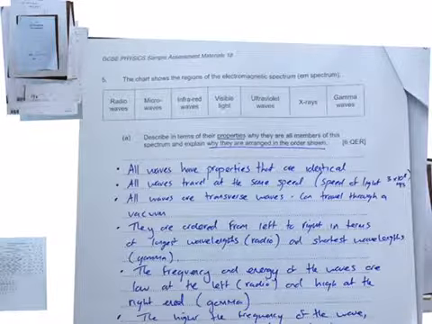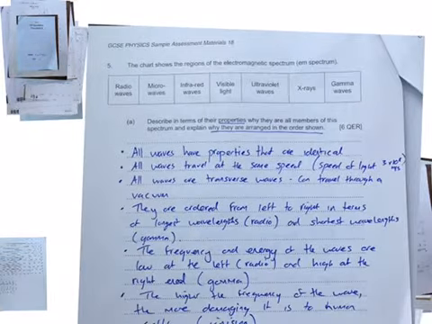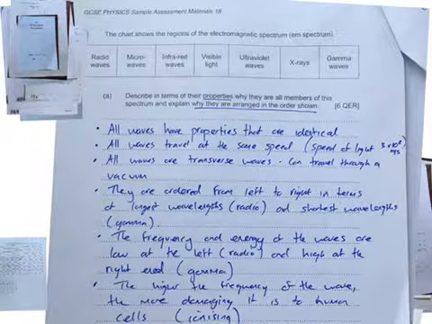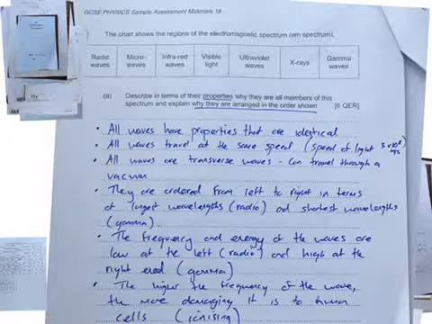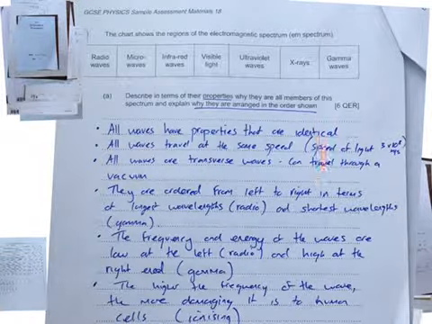Okay then, so back with question 5. The chart shows the region of the electromagnetic spectrum. Describe them in terms of their properties and how they're arranged in this order, okay? So, big things here. They've got properties that are pretty much identical.